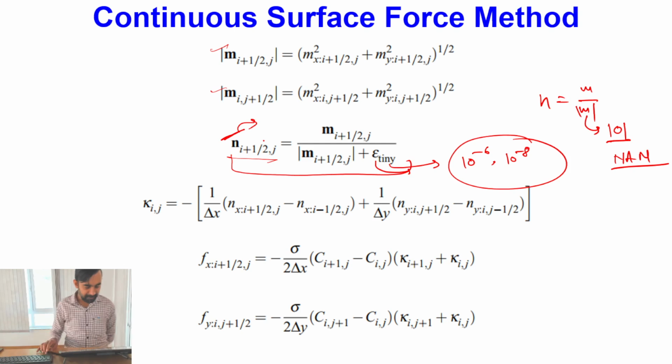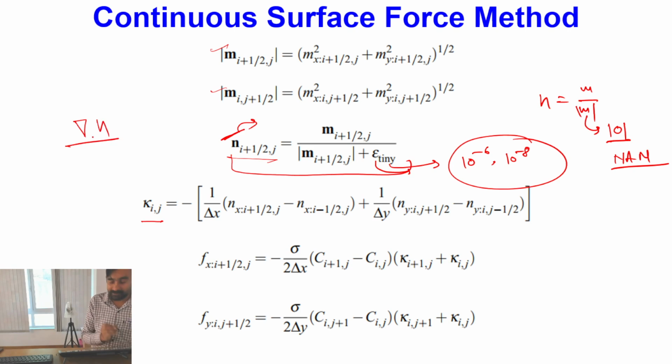Okay. After this, what will be Kij? Kij will be the gradient of the normal vector. So now if I know the normal vector at all my corners, then I can use the gradient to calculate at the center. So the gradient will be nx at i plus 1 by 2 comma j minus nx at i minus 1 by 2 comma j divided by delta x.